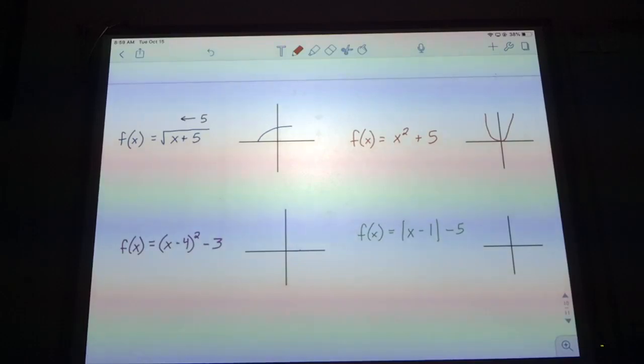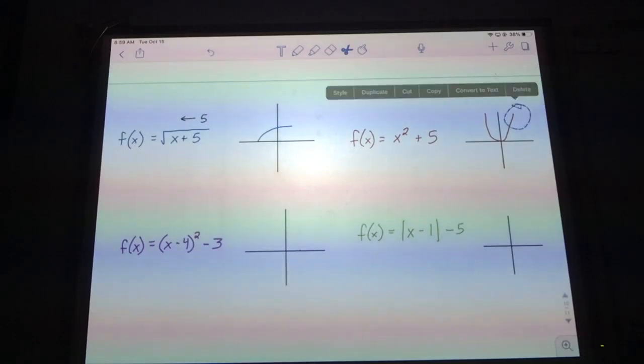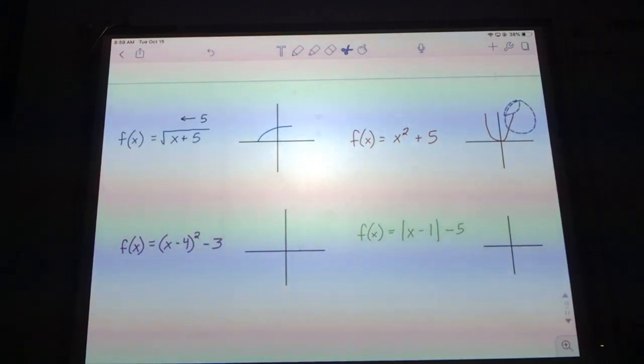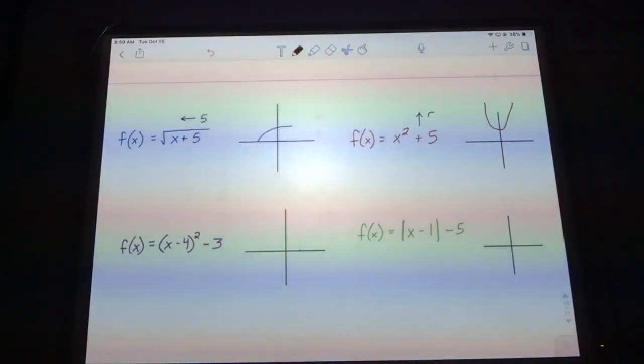Now tell me, is that 5 attached to the x or not attached to the x? Not attached. So if it's not attached, it's just like a y-intercept that you've been doing the entire year. So that's going to go regular up 5. I can't drag anything. So up 5. And again, that is going up regular 5.